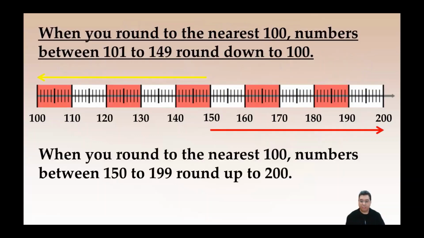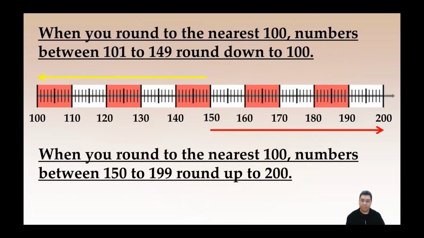When you round to the nearest 100, numbers between 101 to 149 round down to 100. So looking at this yellow line here, all these numbers will round down to 100. When you round to the nearest 100, numbers between 150 to 199 round up to 200. So if you look at the red line here, all these numbers will round up to 200.